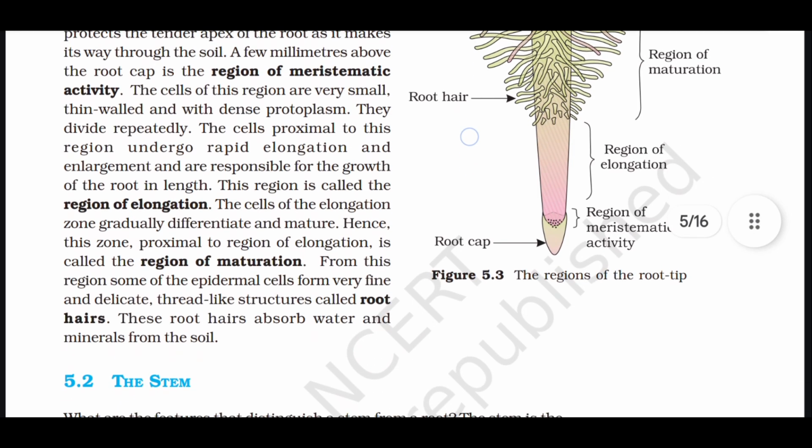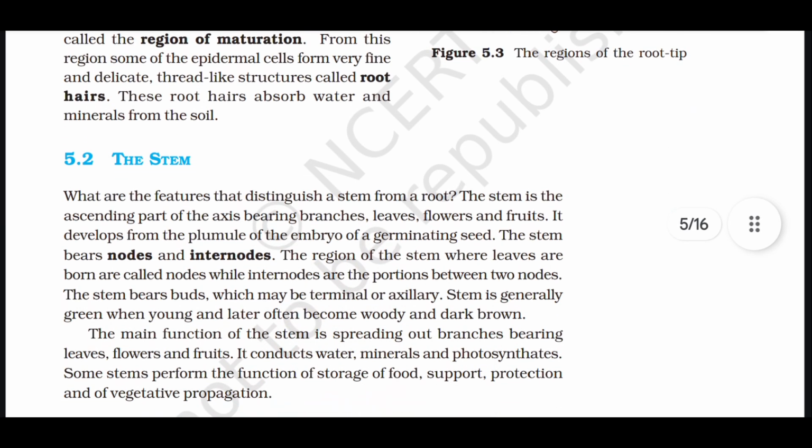This region is called the region of elongation. The cells of the elongation zone gradually differentiate and mature. Hence, this zone, proximal to the region of elongation, is called the region of maturation. From this region, some of the epidermal cells form very fine and delicate thread-like structures called root hairs. These root hairs absorb water and minerals from the soil.